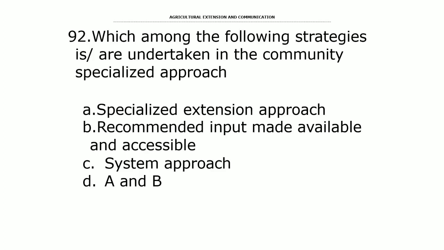Number 92. Which among the following strategies is or are undertaken in the community specialized approach? A. Specialized extension approach, B. Recommended input made available and accessible, C. System approach, or D. A and B? The answer is choices A and B.